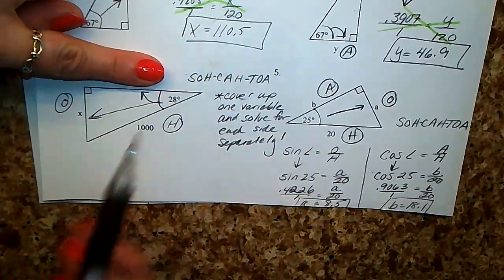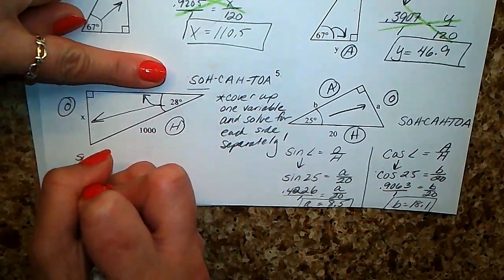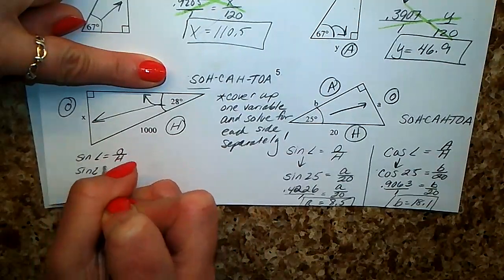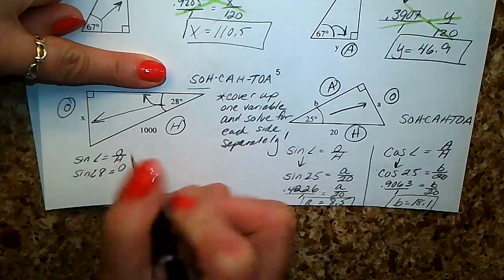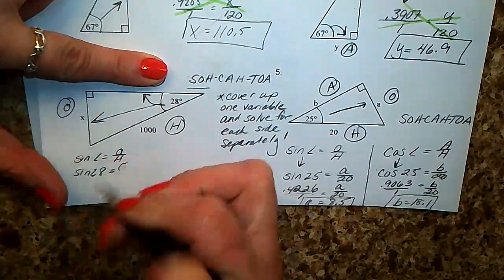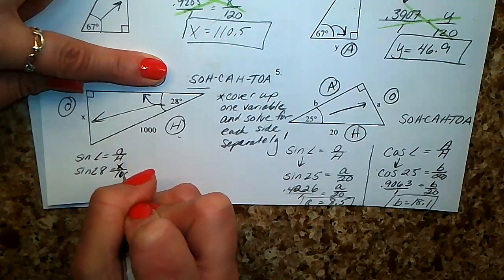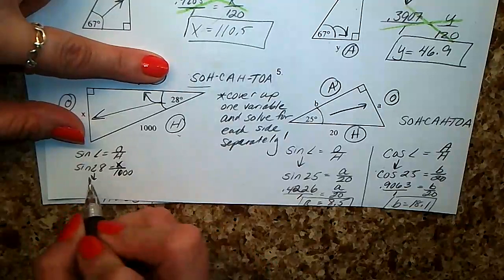So if I don't look at that, I have an O and an H. Of course, that would tell me I want to use sine right there. So I'm going to set it up. Sine of the angle, opposite over hypotenuse. So the sine of 28, that's my angle, is equal to the opposite, which is x for us. Our O is x this time, right? It's our opposite over the 1,000. All right, we're going to put sine 28 in our calculator.